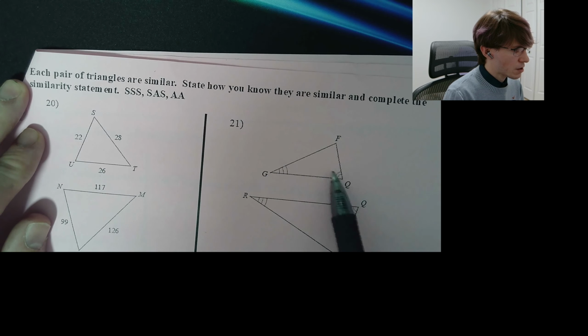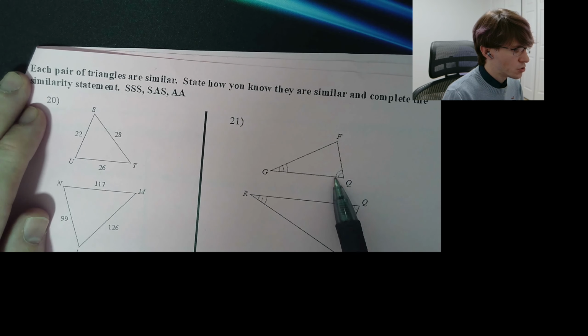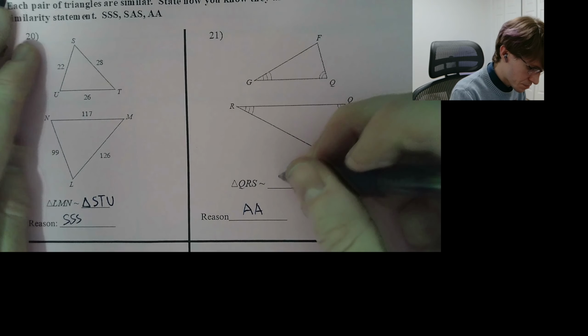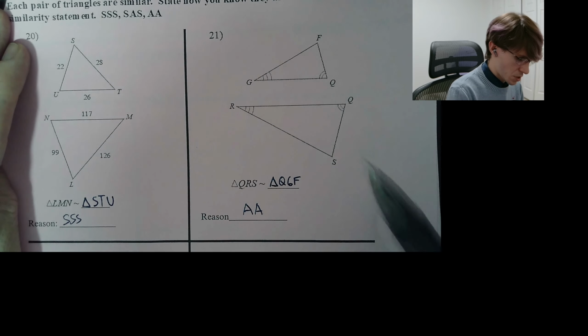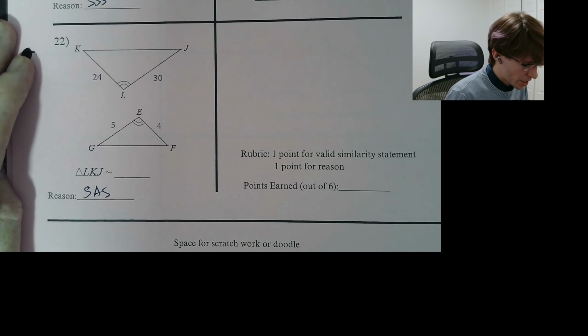On QRS here, you did the double angle, the triple angle, and the blank, which means that you need to do the double angle, the triple angle, then the blank. So QGF. That's a Q, a G, and an F. Sorry, guys.